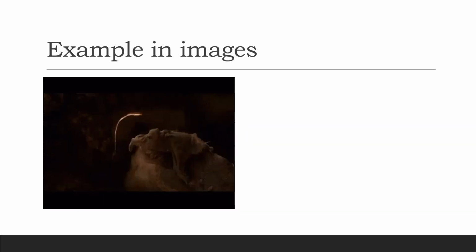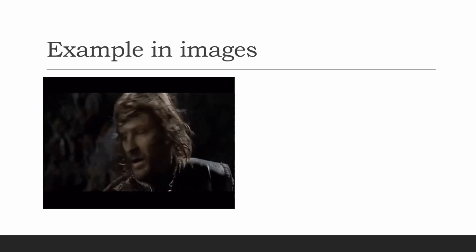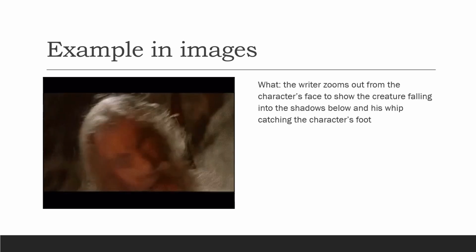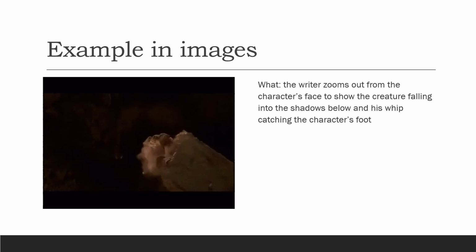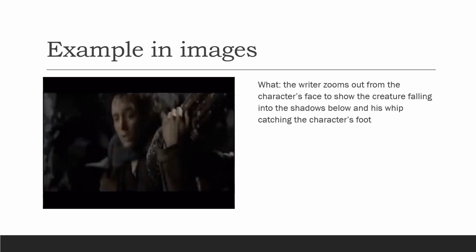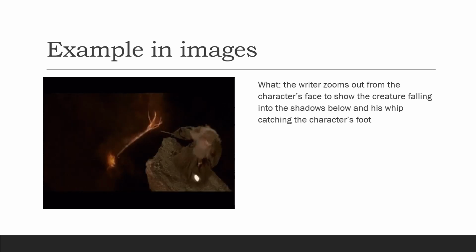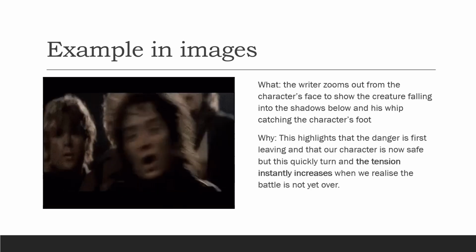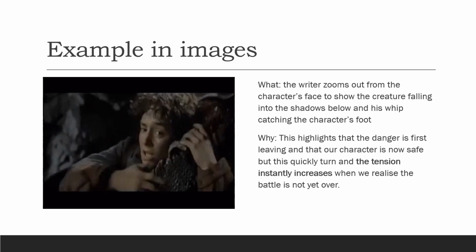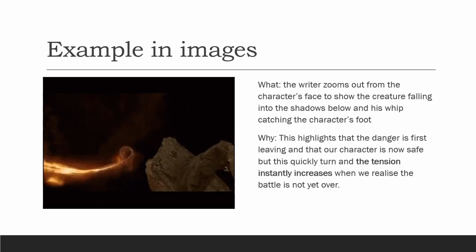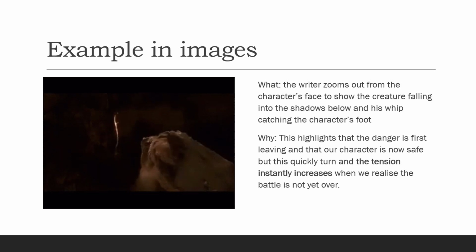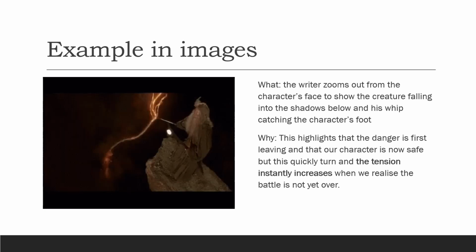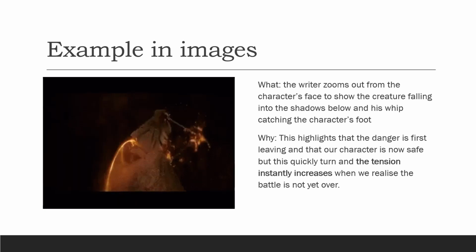In this final image, we see that the character thinks he has escaped, however, gets caught by the whip at the last minute. So in terms of technique, the what, the writer zooms out from the character's face and the creature's face to show the creature falling into the shadows below and his whip catching the character's foot. Why? This highlights that the danger is first leaving as the creature falls into the shadows, and that our character is now safe. But this quickly turns and the tension instantly increases when we realize the battle is not yet over, as the whip catches our character's foot.